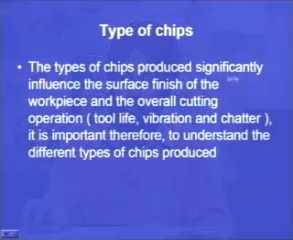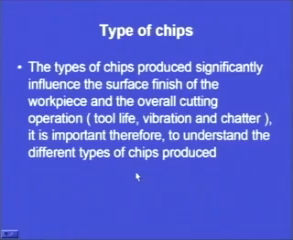So, the types of chips produced significantly influence the surface finish of the workpiece and the overall cutting operation. How do they influence the overall cutting operation? They may influence the tool life, and they may influence vibration and chatter. So, it is important to understand the different types of chips that are produced. We will see in the subsequent slides that these may be continuous chips, chips with built up edge, discontinuous chips, or segmented or serrated chips. This formation depends upon a number of parameters.